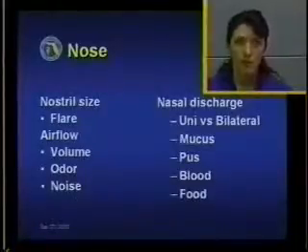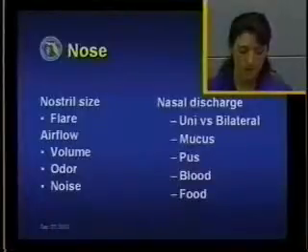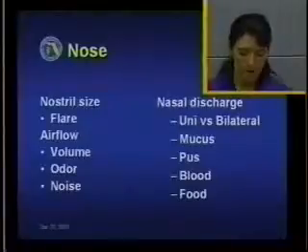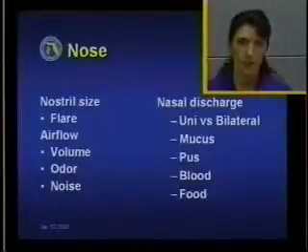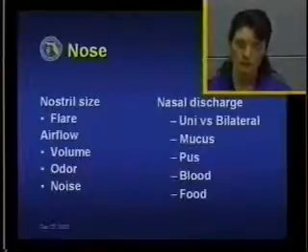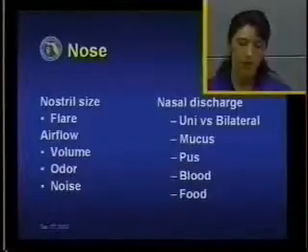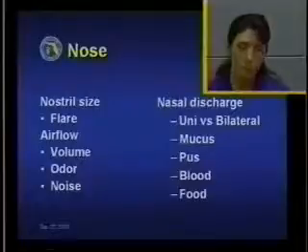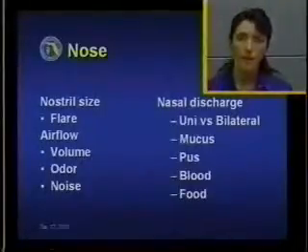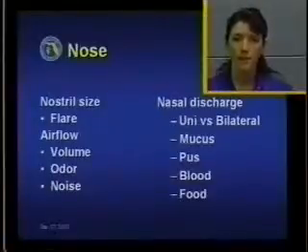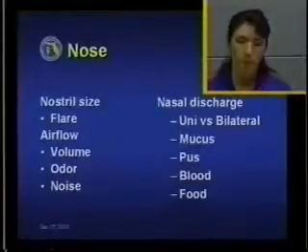Another important thing to look at when you look at the face is the nose. First of all, the size of the nostrils needs to be even, and these nostrils need to be moving evenly. The airflow also needs to be addressed, and you need to check the volume of airflow and make sure that it's coming the same way from both nostrils. You can also check the odor for the presence of any kind of necrotic lesion or infection, and the noise for the presence of anything that could affect the turbulence of this flow.